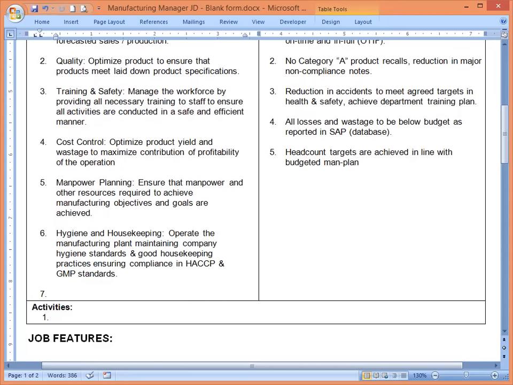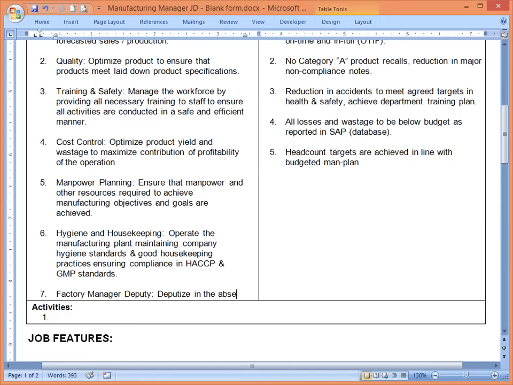We can say he will be a factory manager deputy. He will deputize because this is a critical position, right? In the absence of the factory manager, this guy will deputize on behalf of the factory manager, and he has also been developed in terms of deputizing the role of the factory manager. Okay, I will say in the absence.